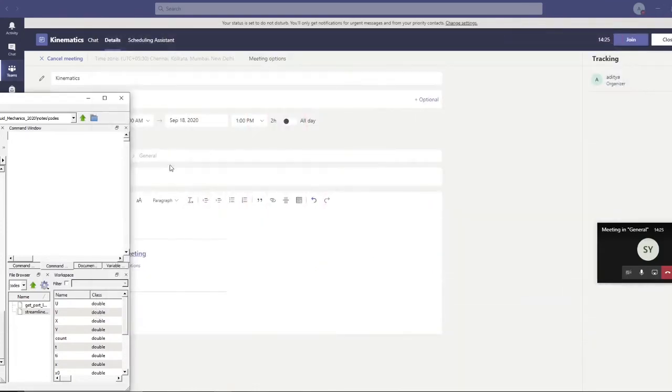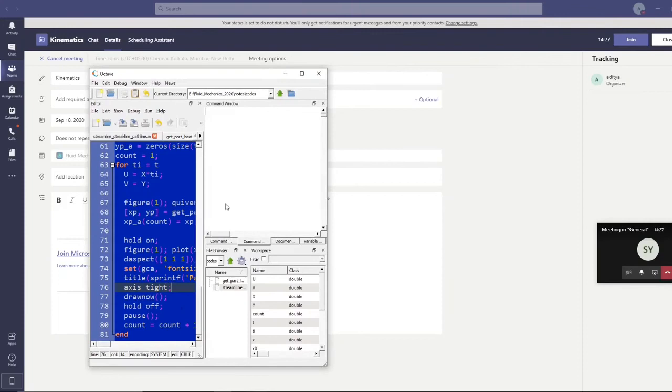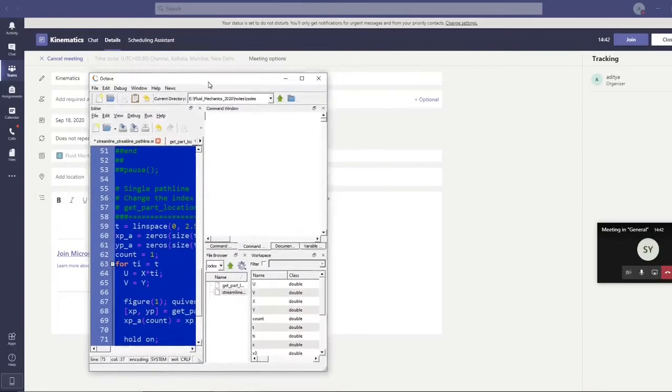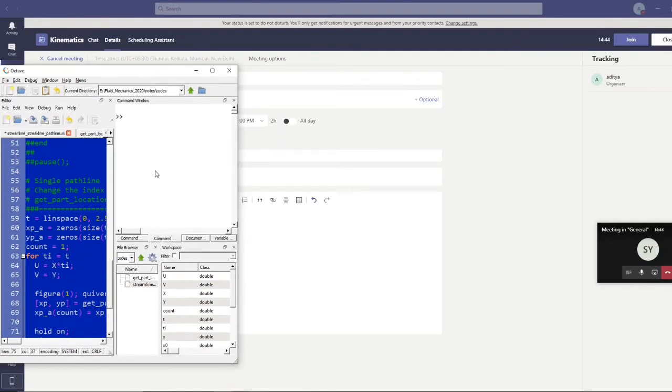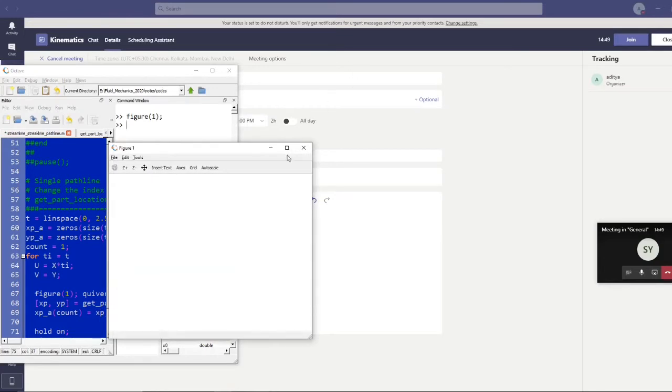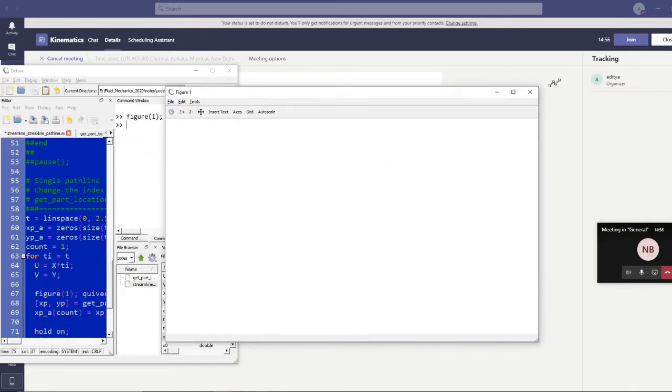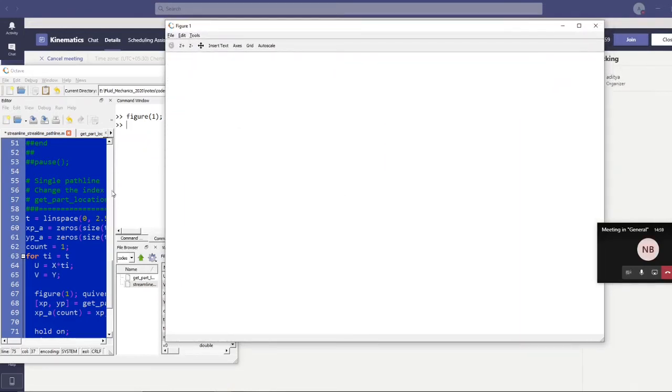In fact, to be clear, let me just put the velocity field in the title. So u comma v is equal to x times t comma y. So that is the velocity field. So let me stop the program. Let me open figure 1 and let me redo the entire figure.